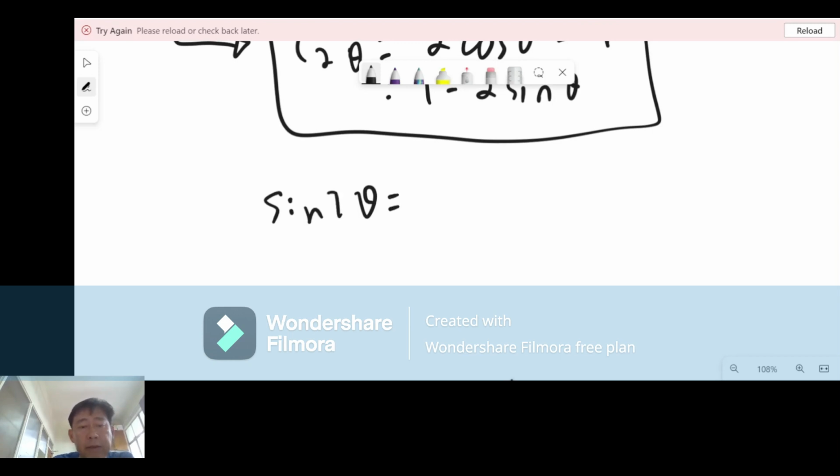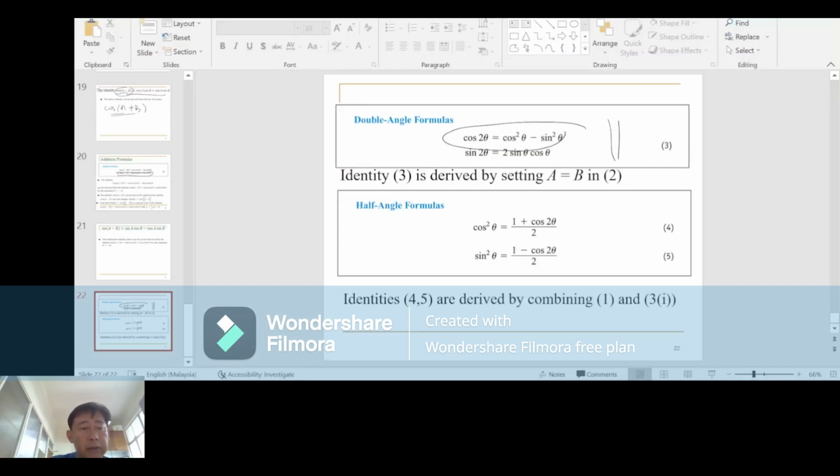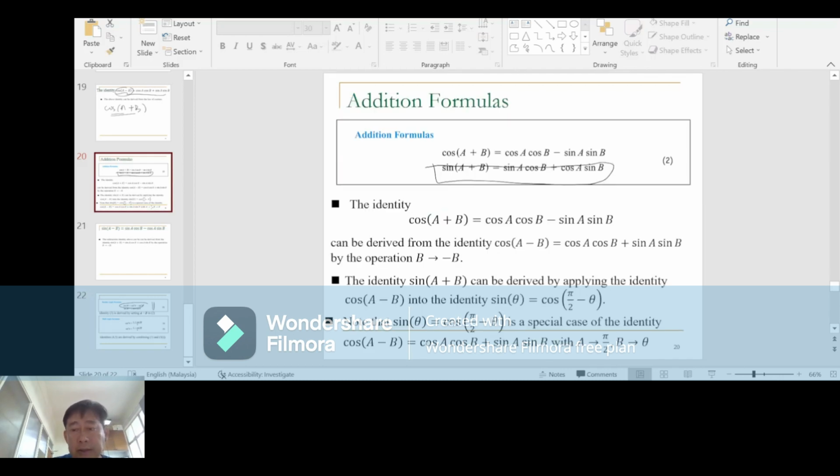The identity of this could be easily obtained by referring to the identity of sine of the sum of two angles, which we just derived a minute ago. Well, not derived a minute ago. I think you proved this yourself by using the instruction that is mentioned in slide number 20.